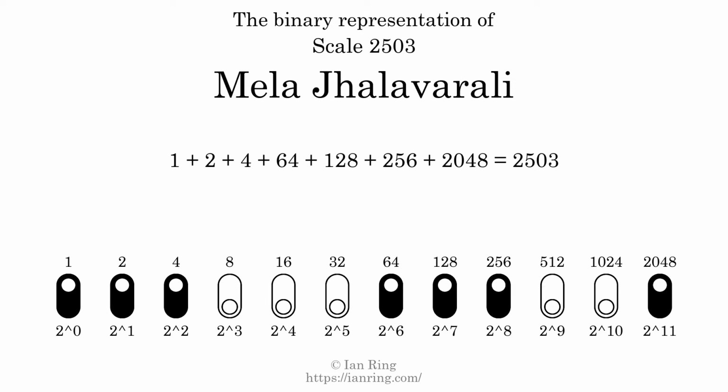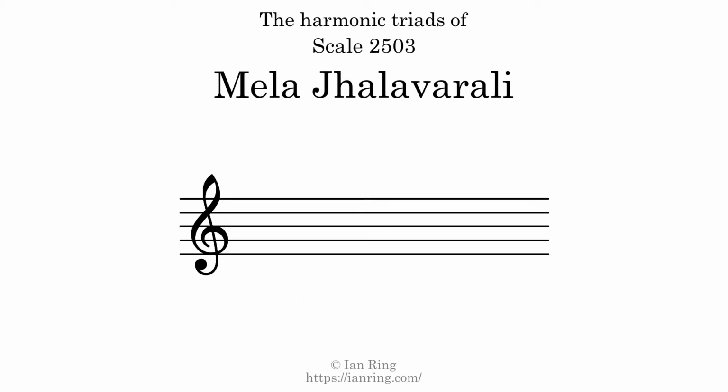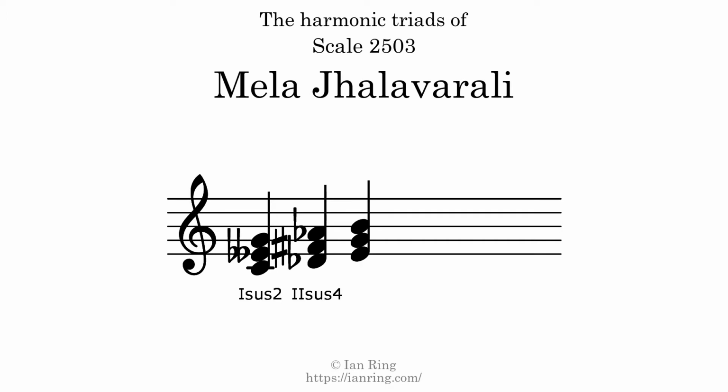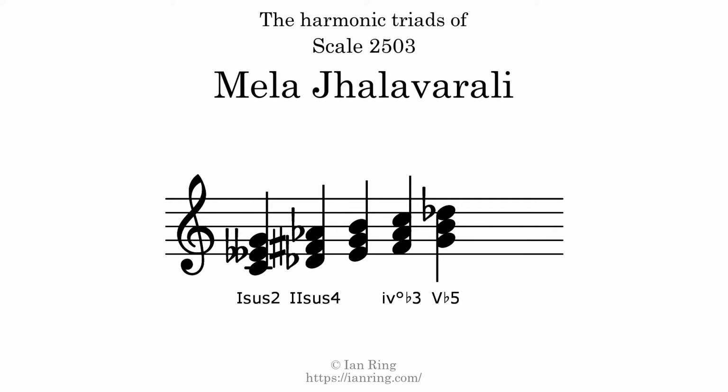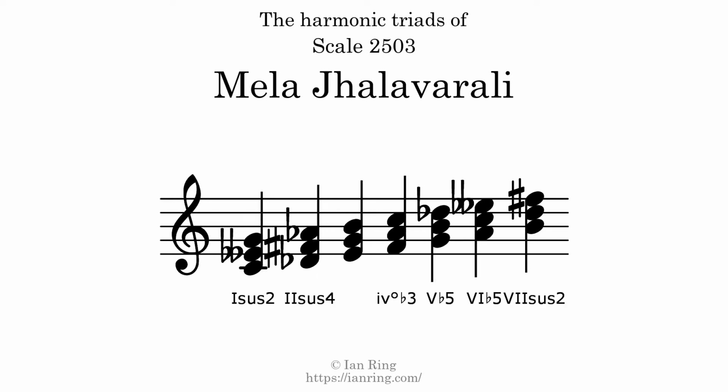The scale number not only enumerates the scale with a unique index, but it also literally describes the tonal content of the scale. Represented as a binary number in base 2, the scale number is 1001110000111. Here are the harmonic triads present in this scale. Sus2, sus4, unnamed, diminished flat 3, major flat 5, major flat 5, sus2.